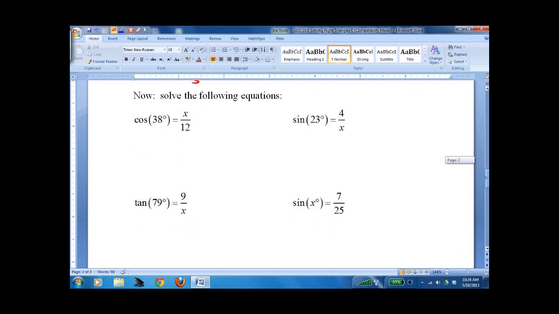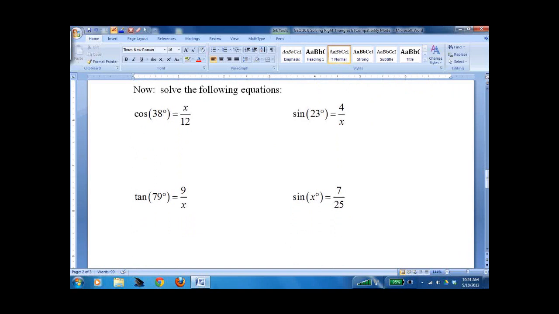Now another step of the process before we put it all together is to solve these. And there's two ways to do it. Multiply by 12. X equals 12 cosine of 38 degrees. And I'll round to one decimal place for no particular reason. I guess it's significant figures it is.